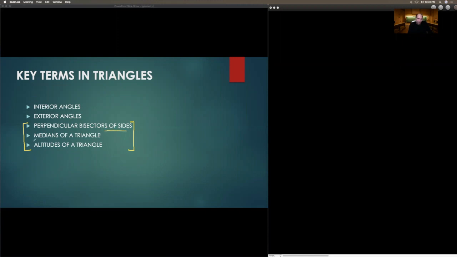An altitude of a triangle is important because the area of a triangle is given by half base into height. So that is one of the reasons why the altitude of a triangle is important, because the height is basically measured through the altitude. So you need to understand these three terms pretty well. So let's first focus on the first of these parts, the perpendicular bisector of sides.